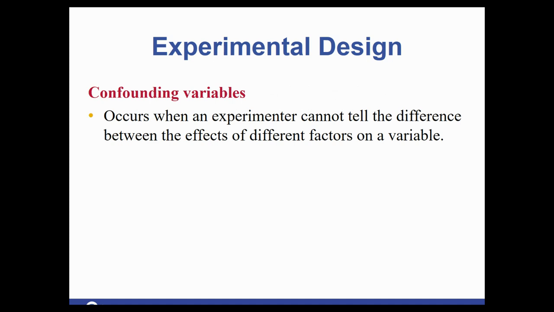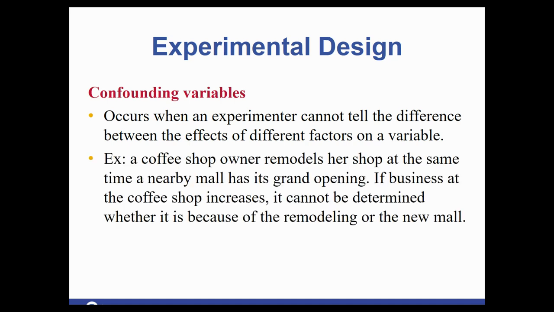So one of the terms that you've got to keep in mind is confounding variables. It occurs when an experimenter cannot tell the difference between the effects of different factors on a variable. An example here. A coffee shop owner remodels her shop at the same time a nearby mall has its grand opening. If business at the coffee shop increases, it cannot be determined whether it's because of the remodeling or because of the new mall. So confounding variables throw things off so that you can't tell, well, did the thing actually cause the result you wanted? Or was it something else? Or a combination of the two?